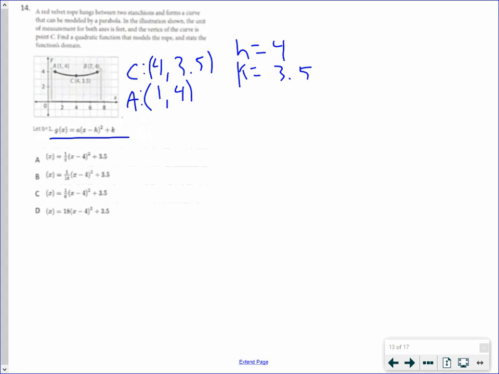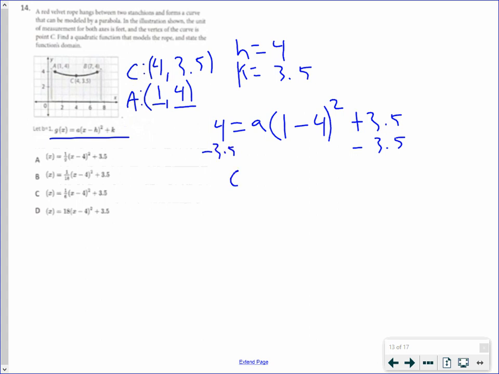So our g of x in this case is going to be 4. We get that from our point. That will equal our a value, which is what we're solving for, times our x, which is 1, minus our h value, which is 4, all of that squared, plus our k, which is 3.5. So now I'm going to solve for our a value. So I'm going to subtract 3.5 from both sides.